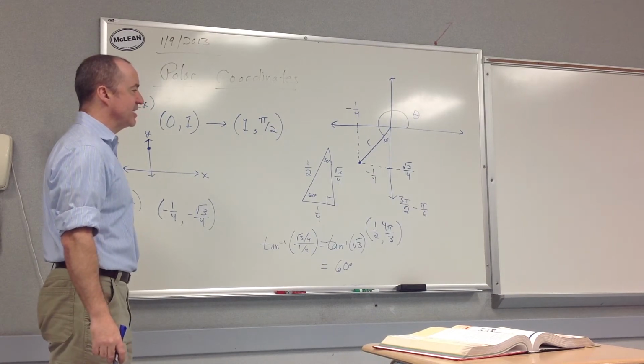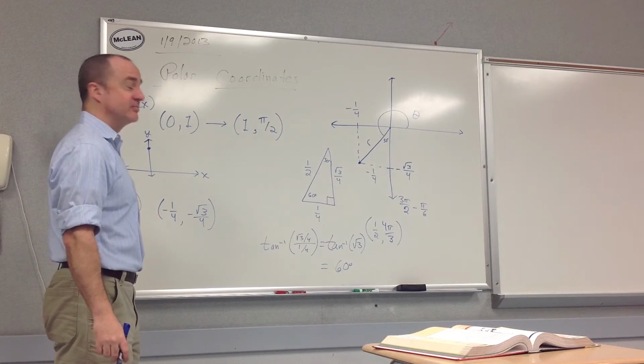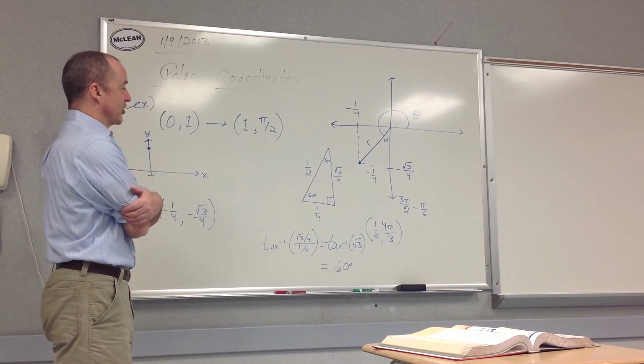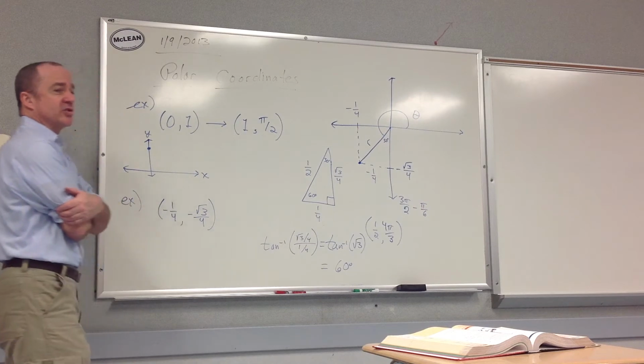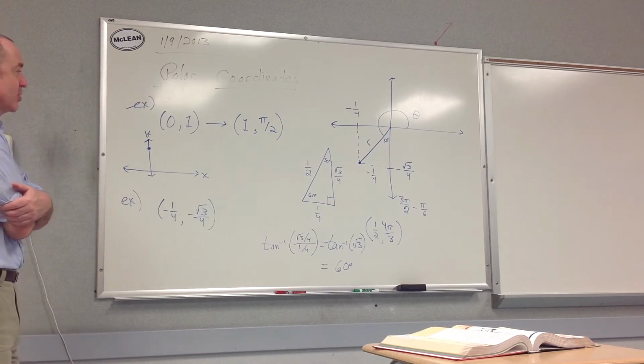So if you didn't see that Easter egg, that big hint that you were looking at a 30, 60, 90 triangle, the Pythagorean theorem and your knowledge of the unit circle should still get you the right answer, just in a lot more time.